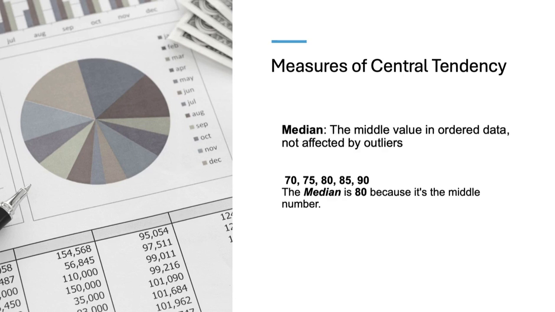Next we have the median, which can help us understand the data, which is the middle value when data is arranged in order. So using the same 5 heart rate values, we have 70, 75, 80, 85, and 90. The median is 80 because it's the middle number. If we had an even number of values, then we'd take the average of the two middle values. The median is especially useful when data has outliers because it's not affected by extreme values. You can see why it's useful now.